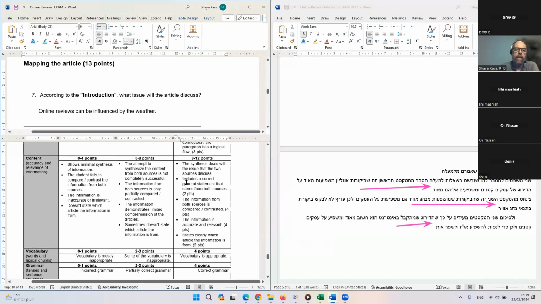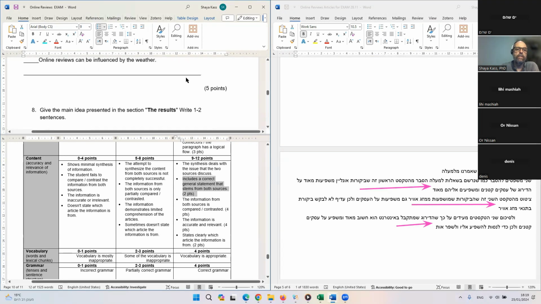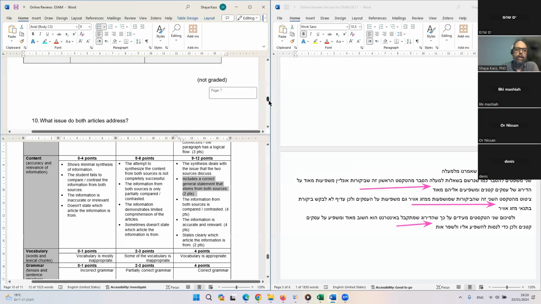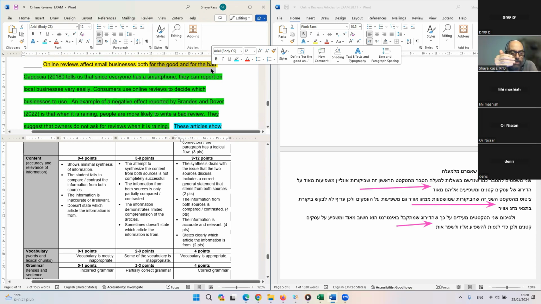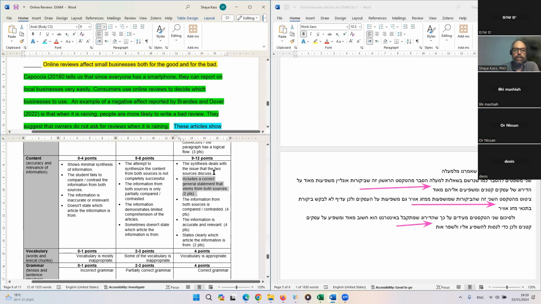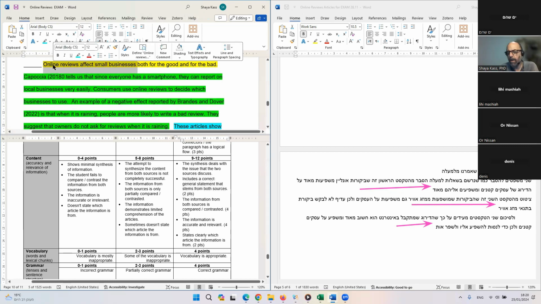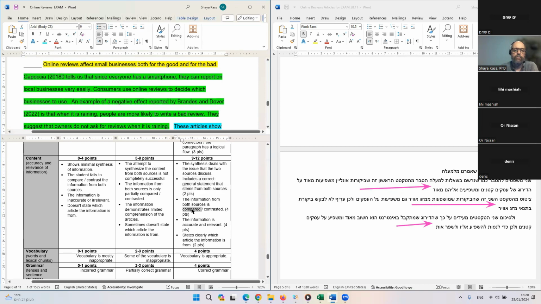Make sure you have a general statement from both articles, from both sources. So I said for good and for the bad, because the first one is more about the good and the second one is more about the bad. Although chances are, if you just wrote this, you'd probably get full credit also. Probably. I'm not making any promises. Information from both sources is compared and contrasted.